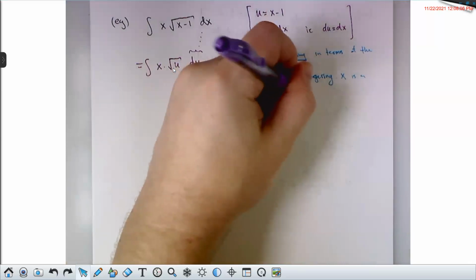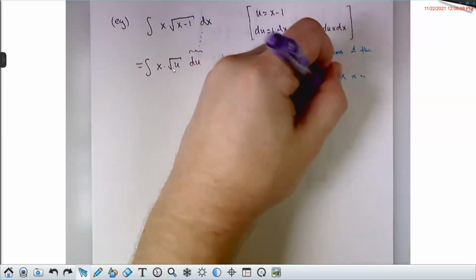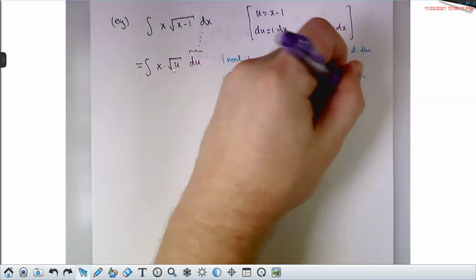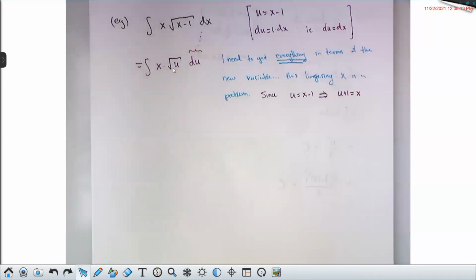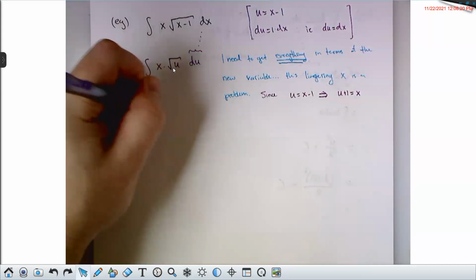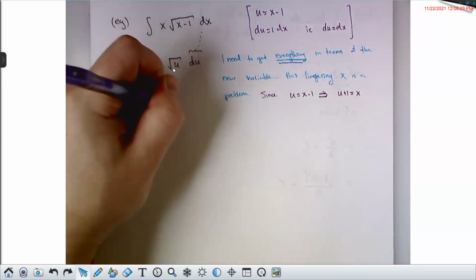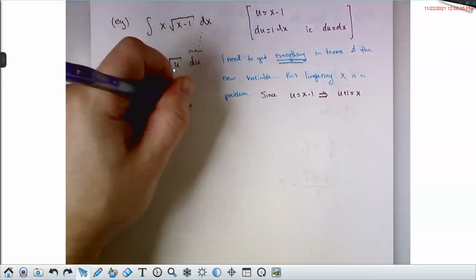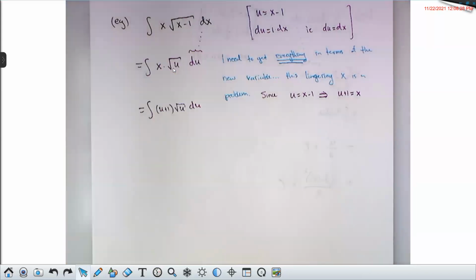Since u is x minus 1, u plus 1 is x. We just go back and solve the substitution for the original variable. So this becomes the integral of u plus 1 times the square root of u du. And at this stage, you might ask, why did you even bother? How is this nicer than this? And I want you to think on that question for about 10 seconds. Why is the bottom integral nicer than the top integral?